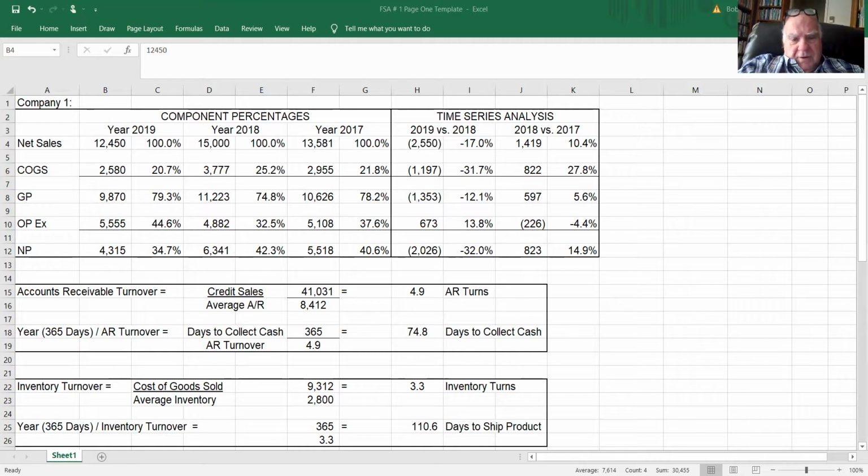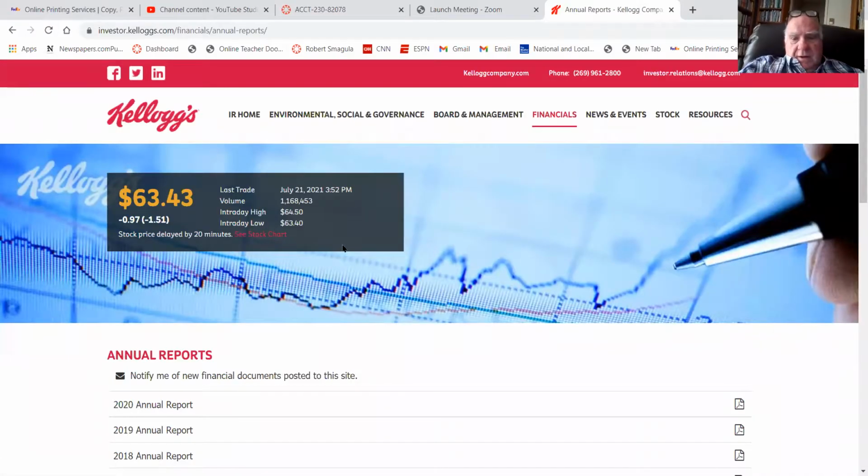Just Google Kellogg's annual report. And right at top, you should see annual reports for Kellogg's. And here it is. So let me see if I can share it with you. Come on. This thing is not responding. Share. Okay, hopefully you're looking at Kellogg's annual report.